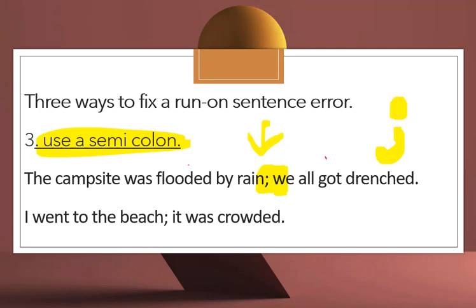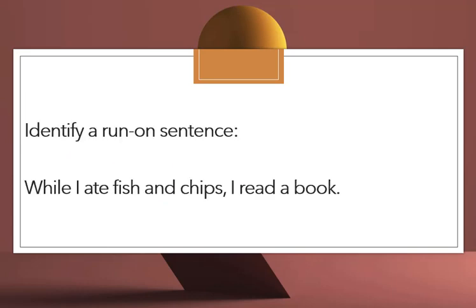It has the same function as a full stop. What you use it for is to add a bit more interesting variety to your writing, and it creates a sense of connection between the two sentences. If the two sentences are really strongly connected to each other, a semicolon does that job much better than a full stop, and it creates that sense of flow between the first sentence and the second sentence. So here's another example. I went to the beach; it was crowded.